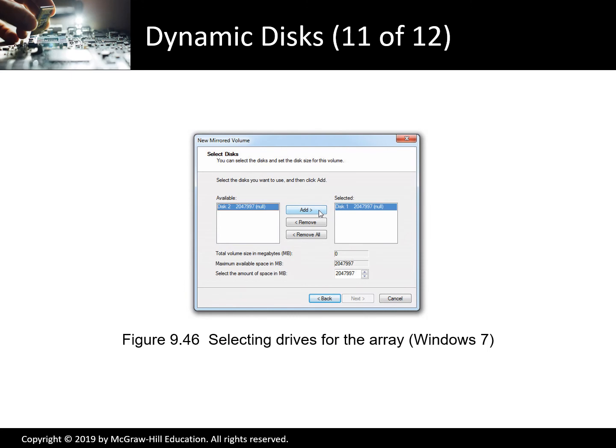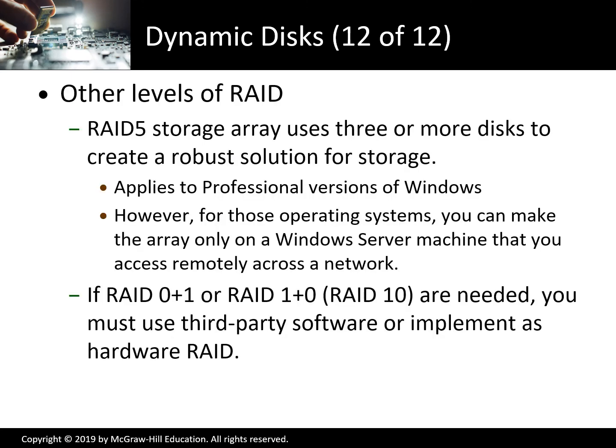There we go, showing stripes and mirror. It's pretty simple. Read over that. Then other levels of RAID. RAID 5 arrays use three or more disks, and it's a robust solution for storage. RAID 0 plus 1, or RAID 10, if you will, requires third-party software implemented as part of a hardware RAID.